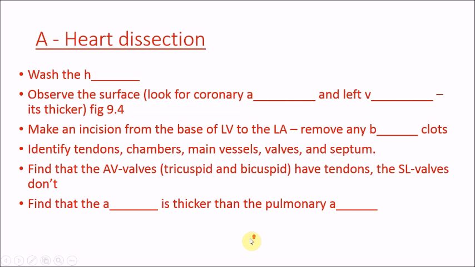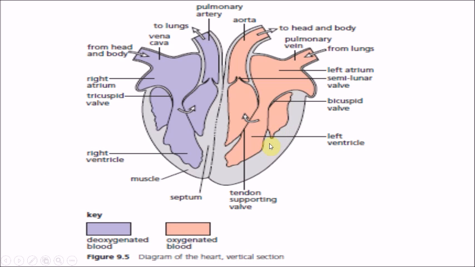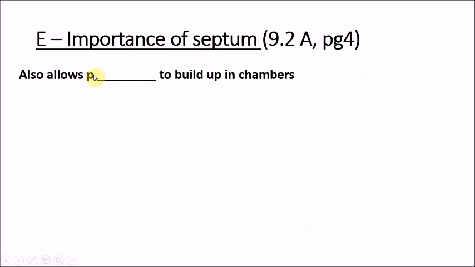As you can see from the diagram here, the left ventricle sends the blood to the head and the body, which is a lot further than sending the blood from here to the lungs, which are very close to the heart. So these muscles and walls are thicker to send the blood with higher pressure further distances, but not to increase flow. Next objective is to talk about the importance of the septum, which we have already discussed. It separates the left and right chambers, but it also allows pressure to build up in the chamber.